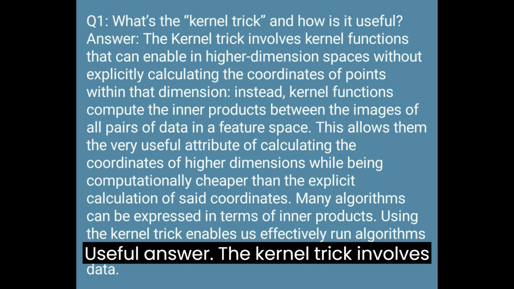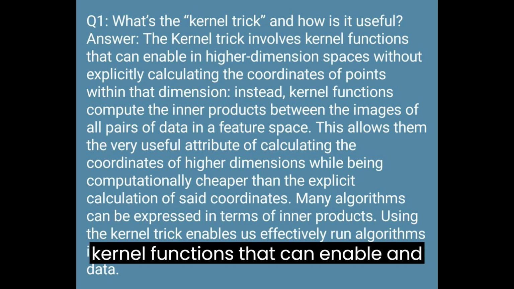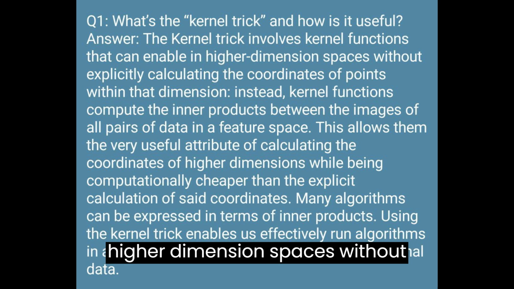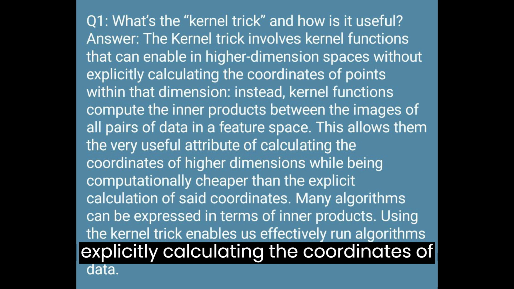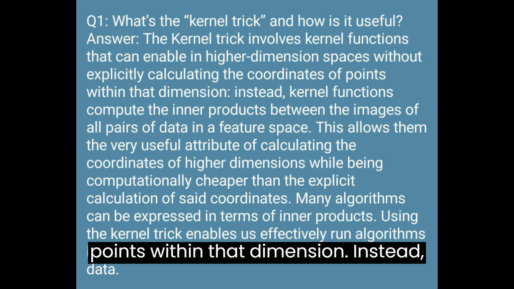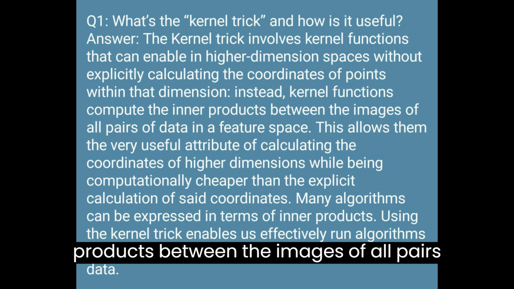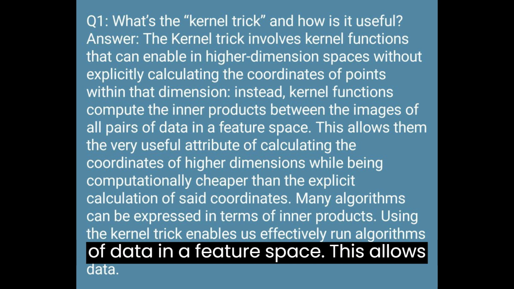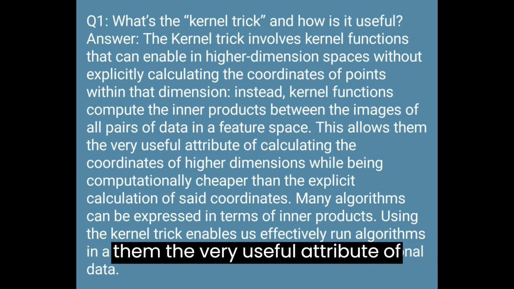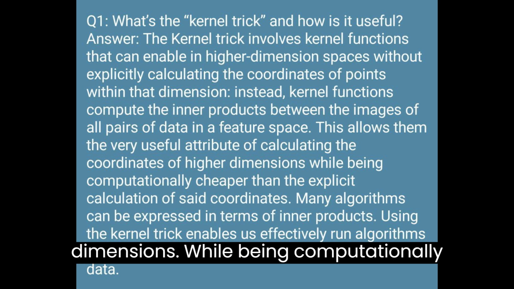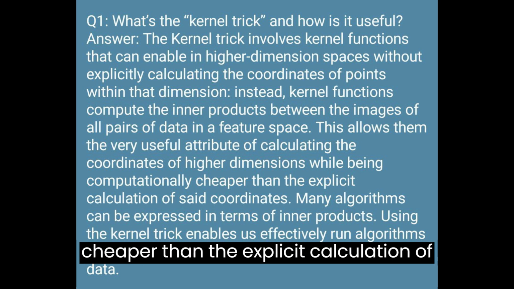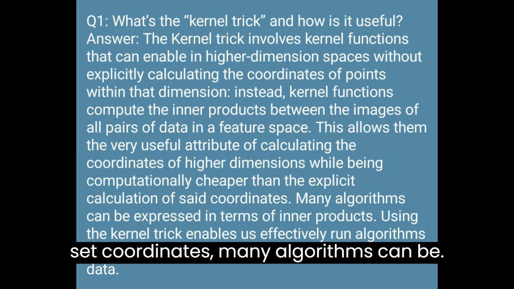Answer. The kernel trick involves kernel functions that can enable operations in higher dimension spaces without explicitly calculating the coordinates of points within that dimension. Instead, kernel functions compute the inner products between the images of all pairs of data in a feature space. This allows them the very useful attribute of calculating the coordinates of higher dimensions while being computationally cheaper than the explicit calculation of said coordinates.